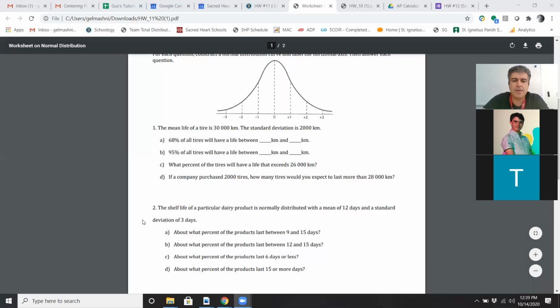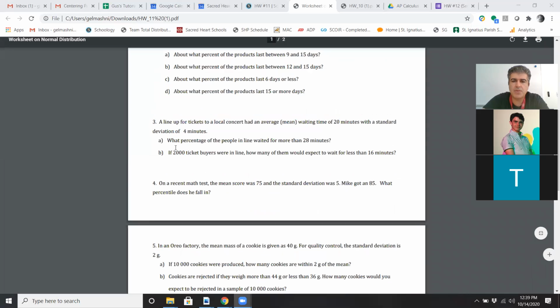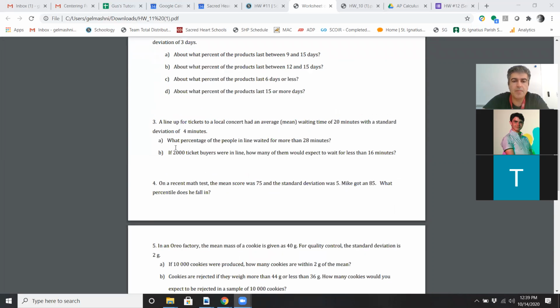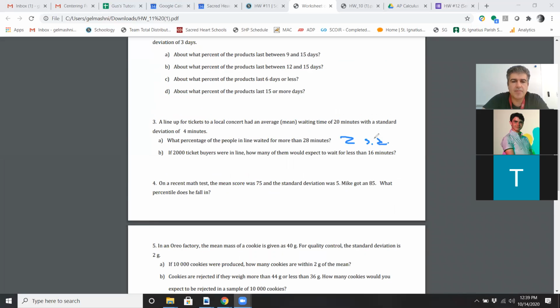All right, let's keep moving here. Number 3, a lineup for tickets to a local concert has an average waiting time of 20 minutes with a standard deviation of 4. What percent of people in line wait for more than 28 minutes? Again, it's 2 standard deviations. So that percentage is going to be 2.5%.